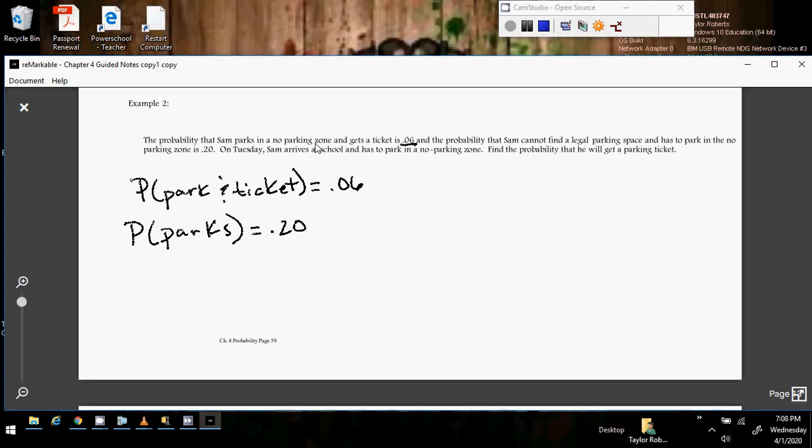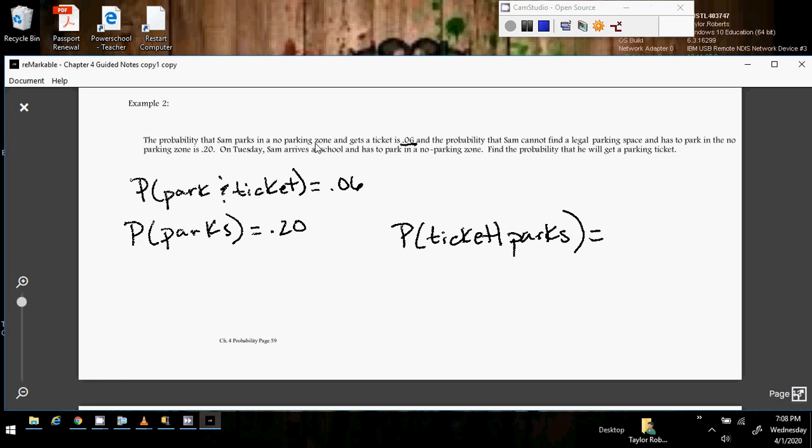Now, in order to get a ticket, you have to park the car first. So that has to come first. So what are we looking for? On Tuesday, Sam arrives at school and parks in a no parking zone. Find the probability that he will get a parking ticket. So this is how we would write it. I would not worry about how you write it as much as what it's asking. Ticket given that he parks in a no parking zone.